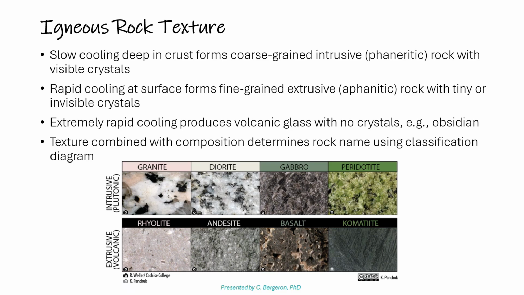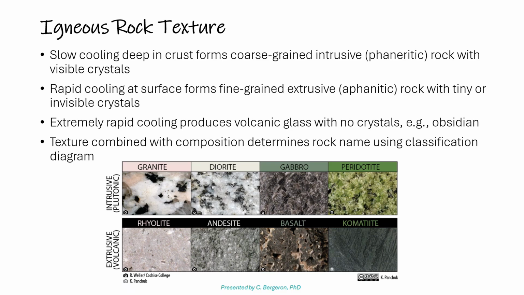Sometimes you can have extrusive material or extrusive lava that cools so rapidly that it doesn't even develop crystals at all. And these are non-crystalline rocks and non-crystalline material, which is known as volcanic glass, and a common version of this is the rock known as obsidian.